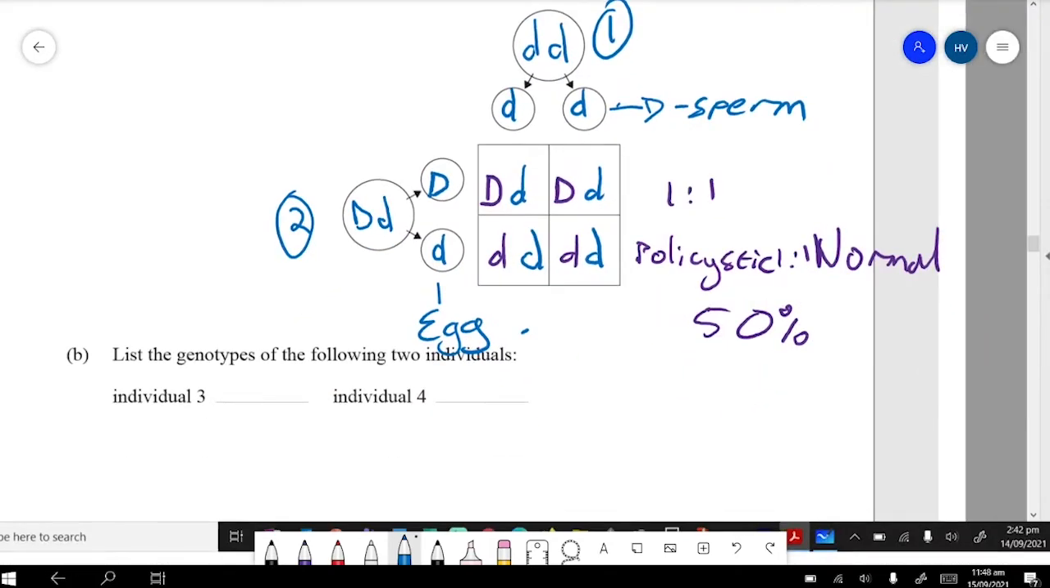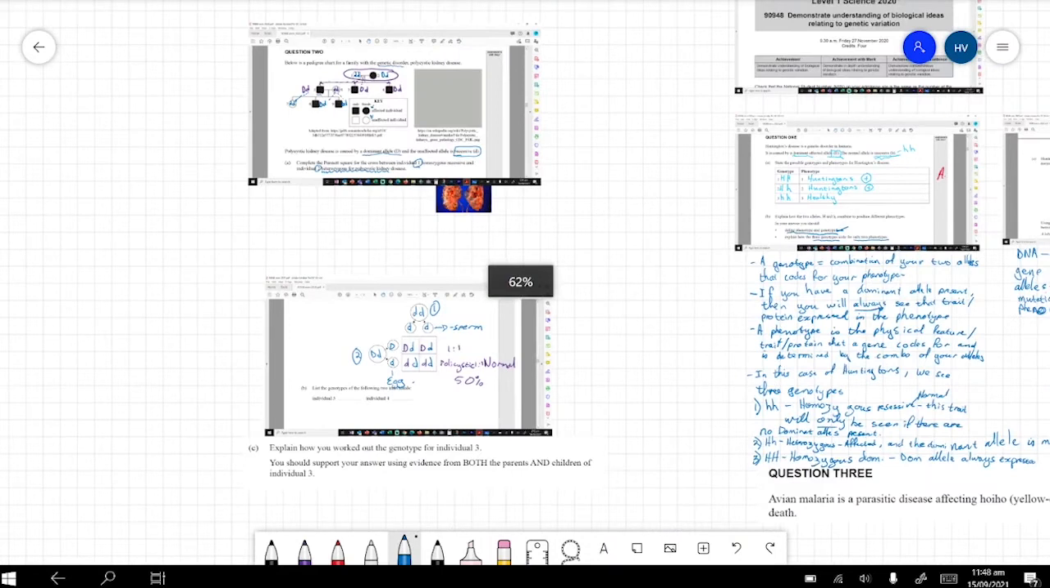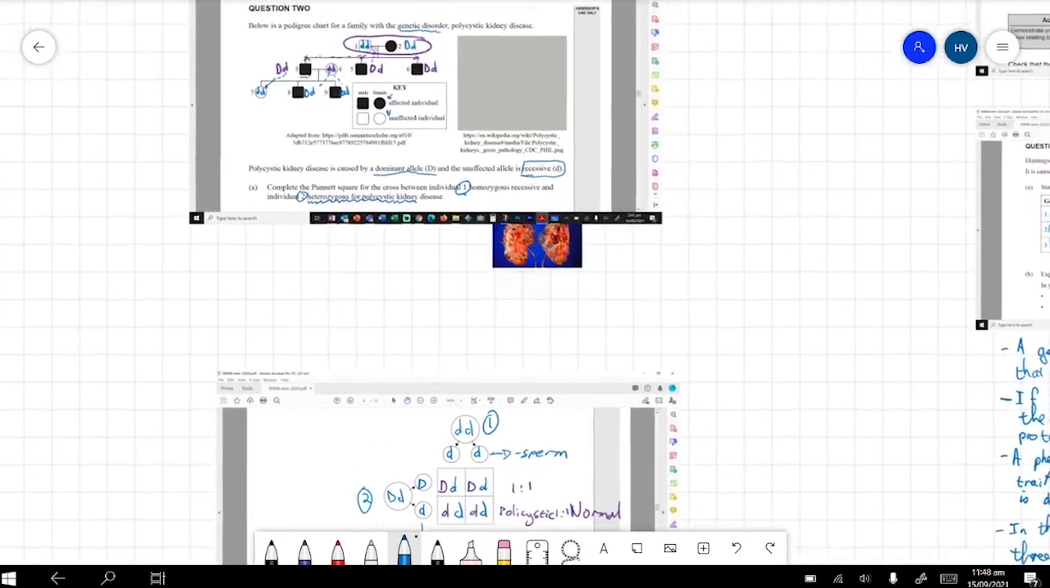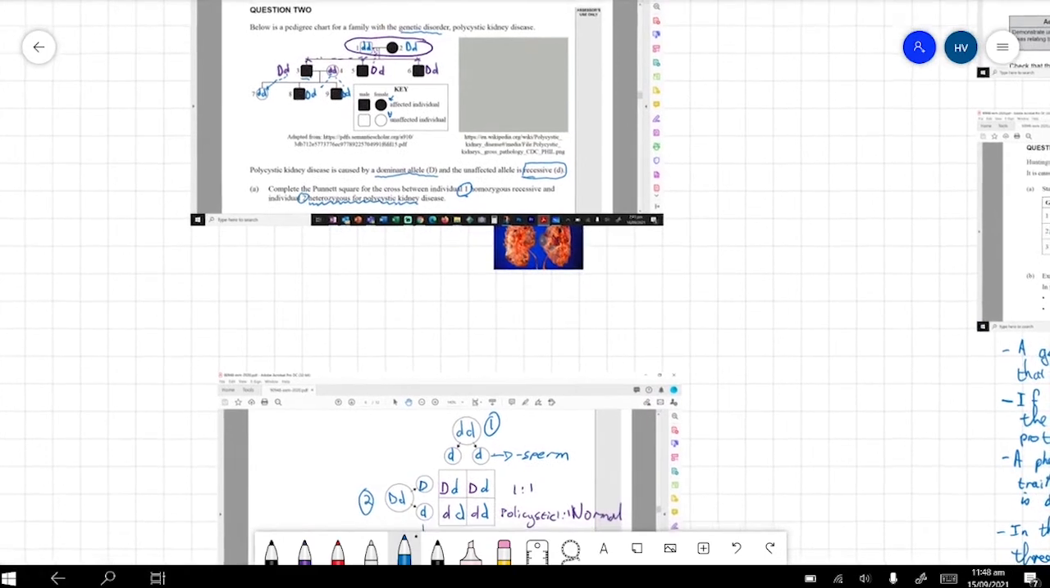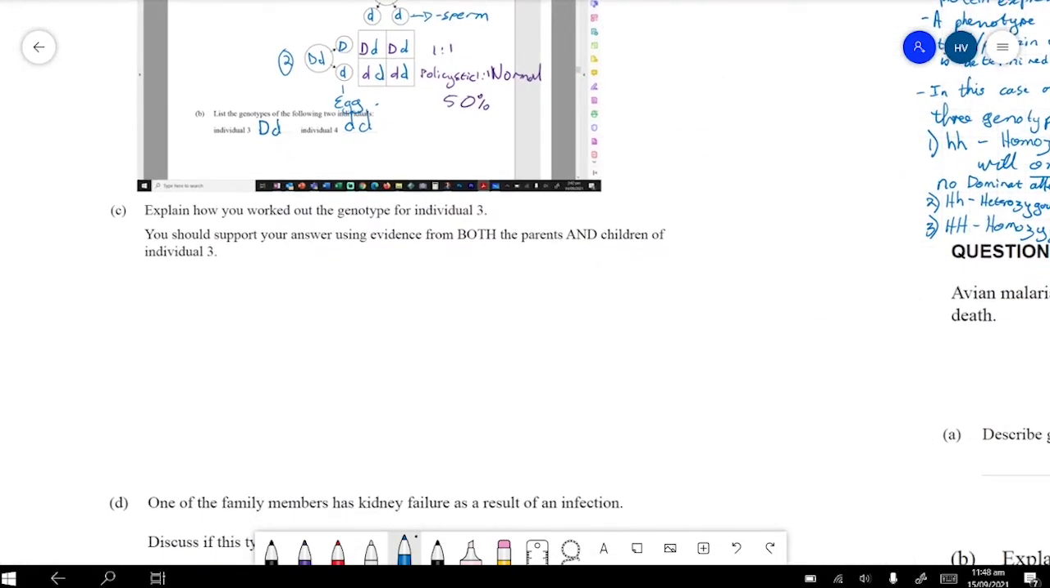List the genotypes of individual 3 and individual 4. We did that up there. Individual 3 was heterozygous and 4 is homozygous. So 4 is homozygous recessive and 3 is heterozygous. Beautiful. Now, next part of the question. Explain how you worked out the genotype for individual 3. You should support your answer by using evidence from both parents and children of individual 3.